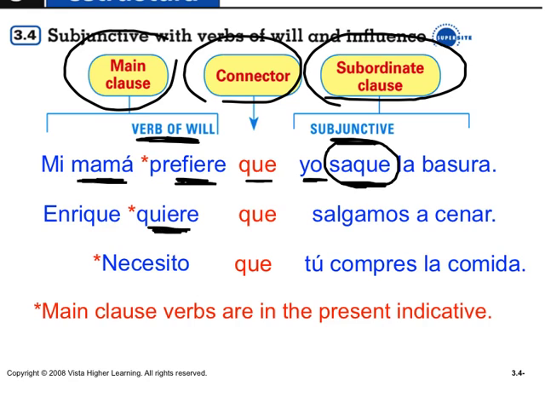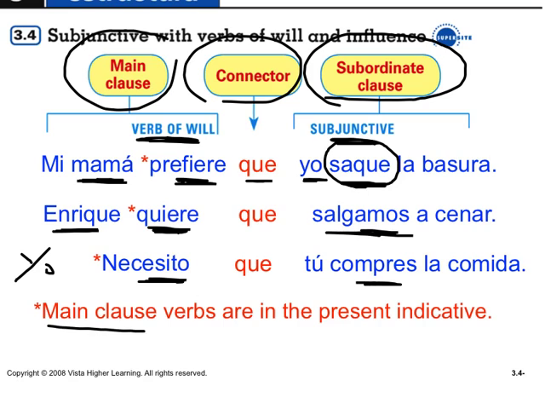Enrique quiere que salgamos a cenar. He wants us to go out to dinner. Notice the change in subject from Enrique to nosotros here. Necesito, this would be yo, que tú compres la comida. I need you to buy the food. Just because I need you to buy it doesn't mean that you're going to buy it. I just need you to buy it, but you may not buy it. I don't know. No one knows. The future's a mist. But notice how we have the change in subject.